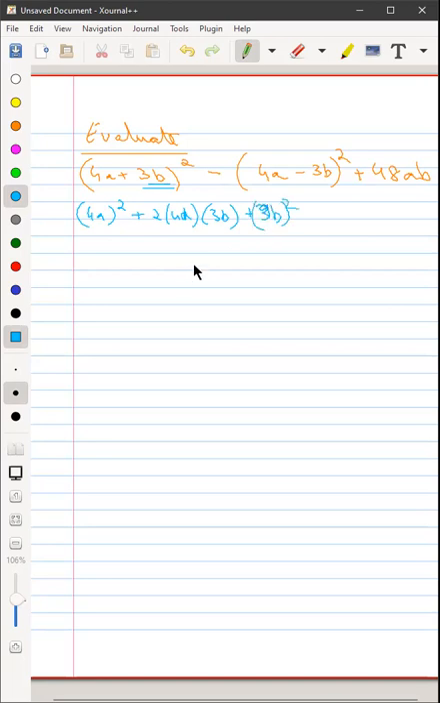Then minus of, now we need to open a bracket here. Whenever you see a minus and you see expansion, please open a bracket. Yes, 4a whole square minus 2 multiplied by 4a multiplied by 3b plus 3b the whole thing square plus 48ab. Okay. Stop here. And did everybody use this method?